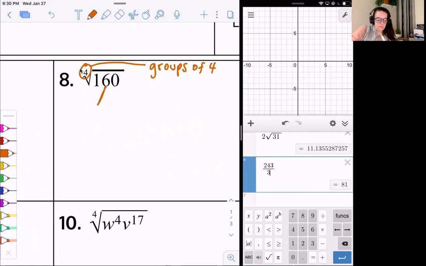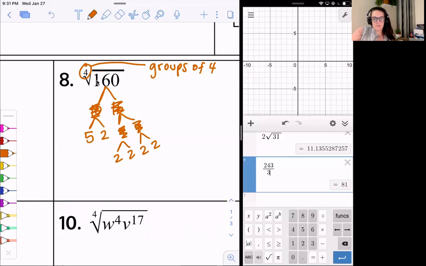So 160, I know, is 10 and 16. 10 is 5 and 2. 16 is 4 and 4. 4 is 2 and 2, and 4 is 2 and 2. Right, so I have all prime numbers here. I'm looking for a group of 4 of a kind. I see that there are 4 2s, so I have all of these 2s together. And then I know I have a 5 left over and a 2 left over.